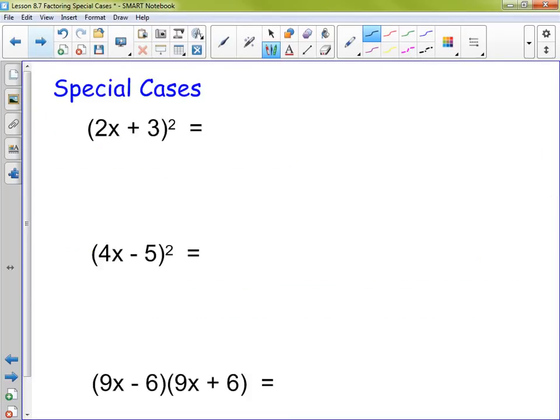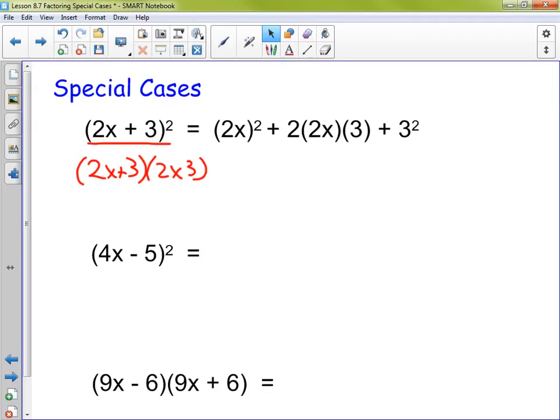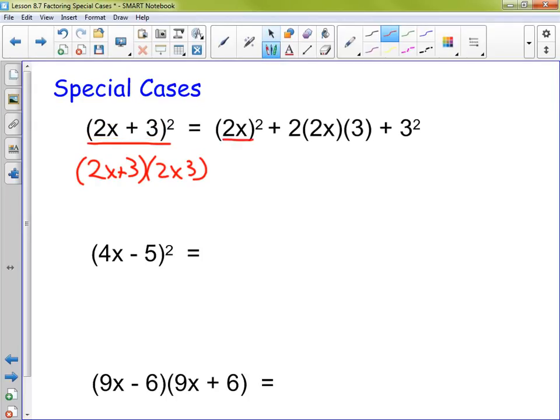Okay, so recall that we learned some special cases when you're multiplying binomials. The special case, in this case a perfect square, is (2x + 3) squared. Remember that really means (2x + 3) times (2x + 3). If you remember, the special case was: take the first term and square it, take the second term and square it, and then to find the middle term, you multiply the two things together and double it. Double 2x times 3.